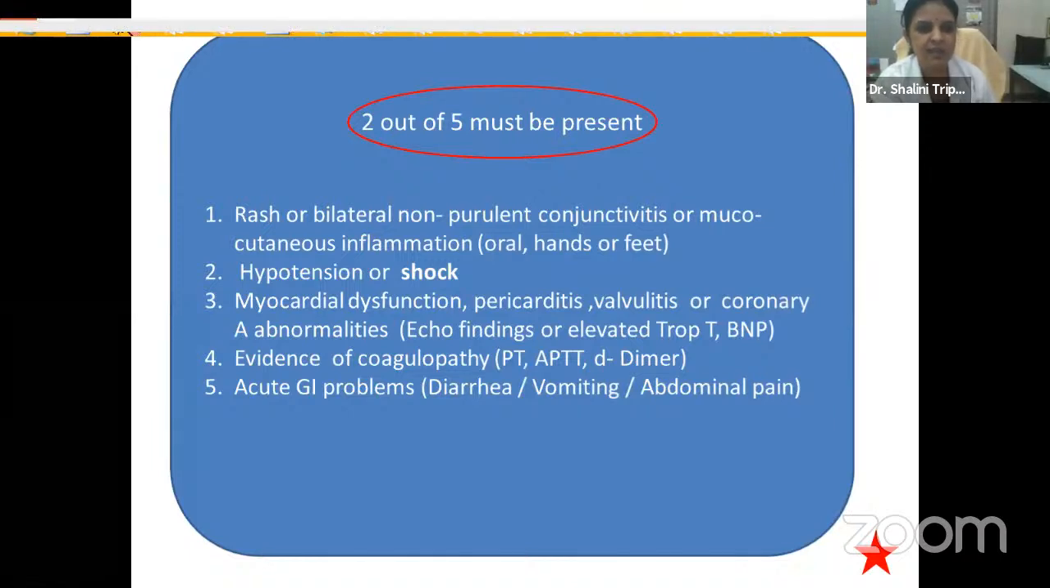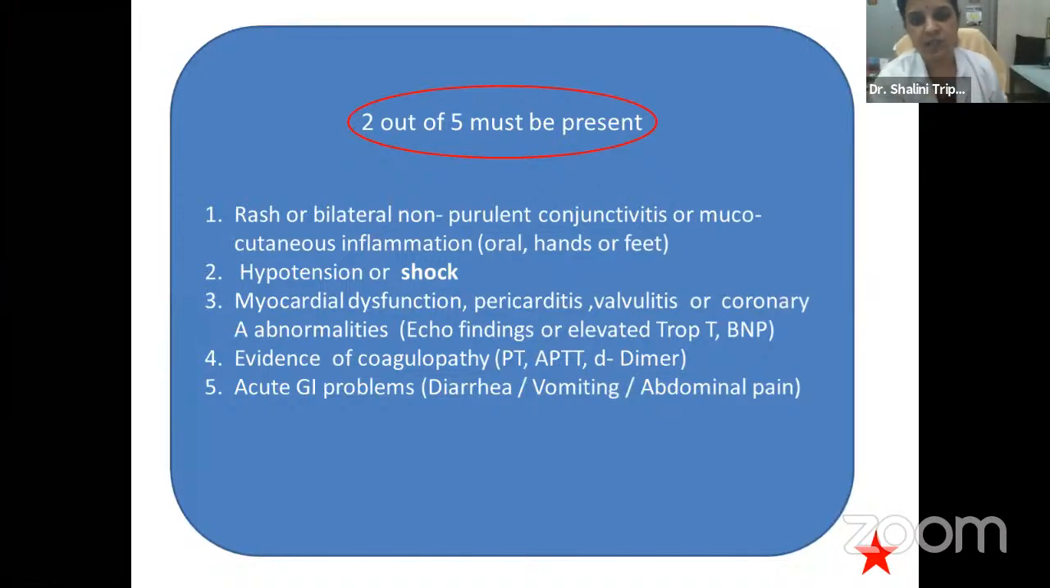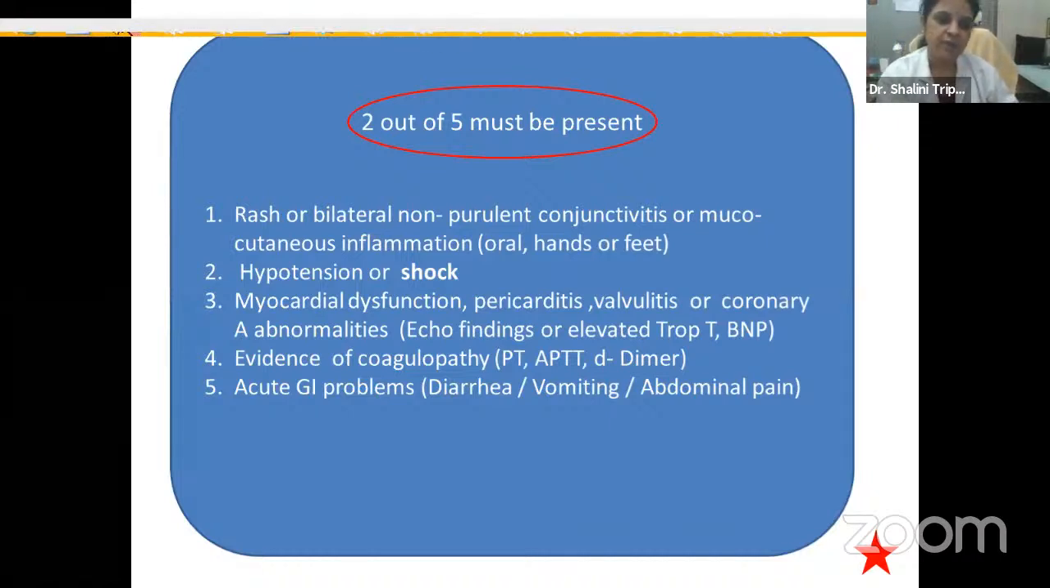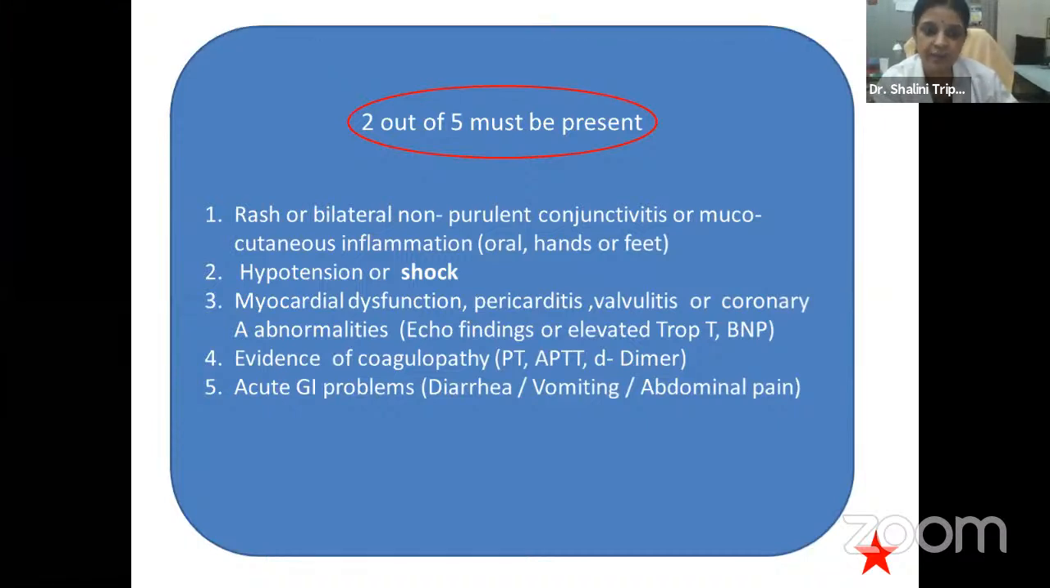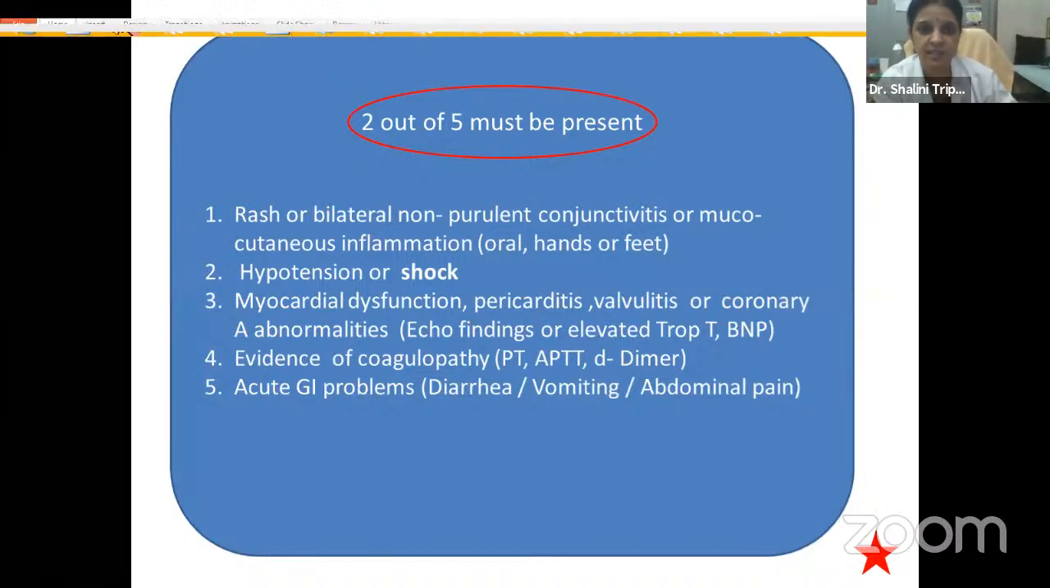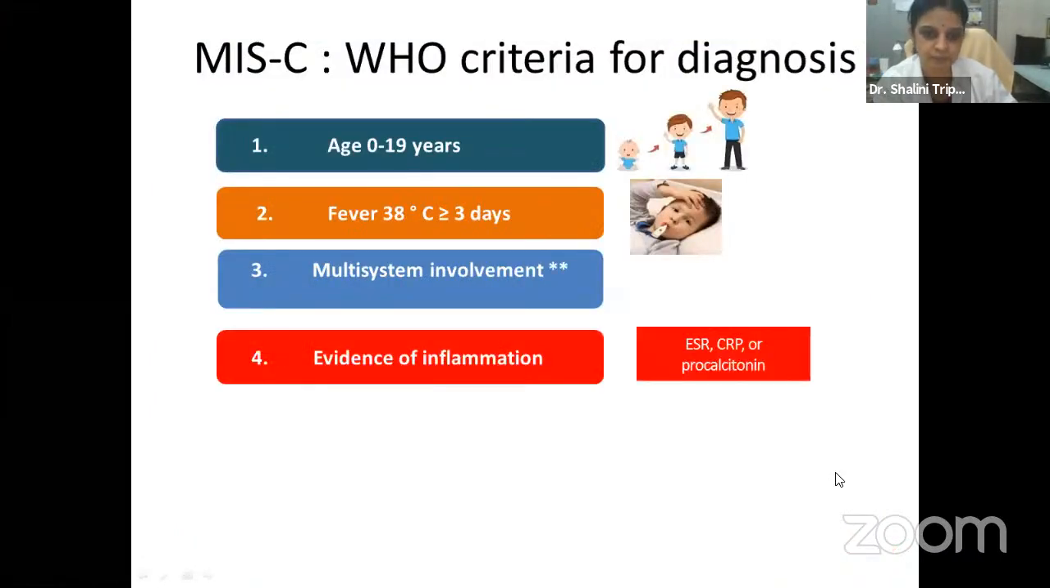Then fourth is evidence of coagulopathy, increased PT, APTT, D-dimers. And fifth is acute GI problem. The patient is complaining of diarrhea, vomiting, and abdominal pain. So if any 2 of these 5 are present, we say that it is a multi-system involvement.